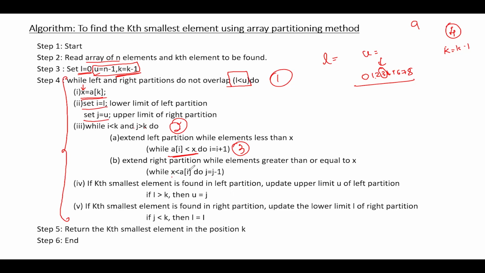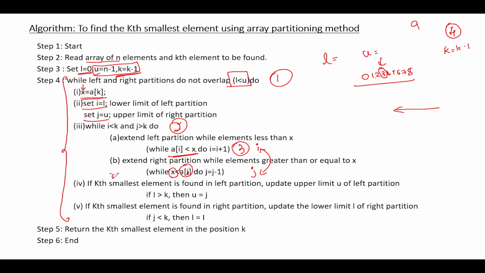Similarly, for this it should be j. Here, if x is less than a of j, then only I will reduce. Reducing as in I want to get inward. When will I stop? I will stop the moment I get a value in the array which is less than the x value. And whichever positions I and j are at, I'm going to swap those two values.